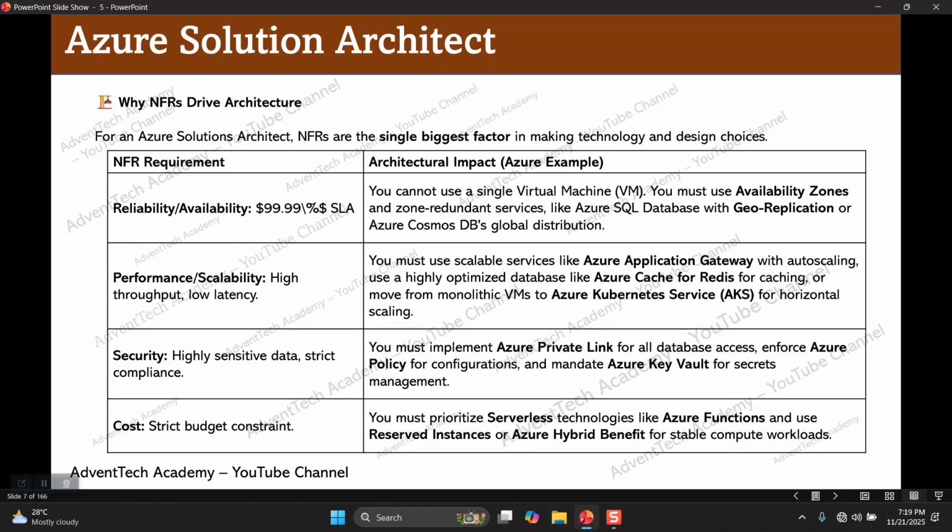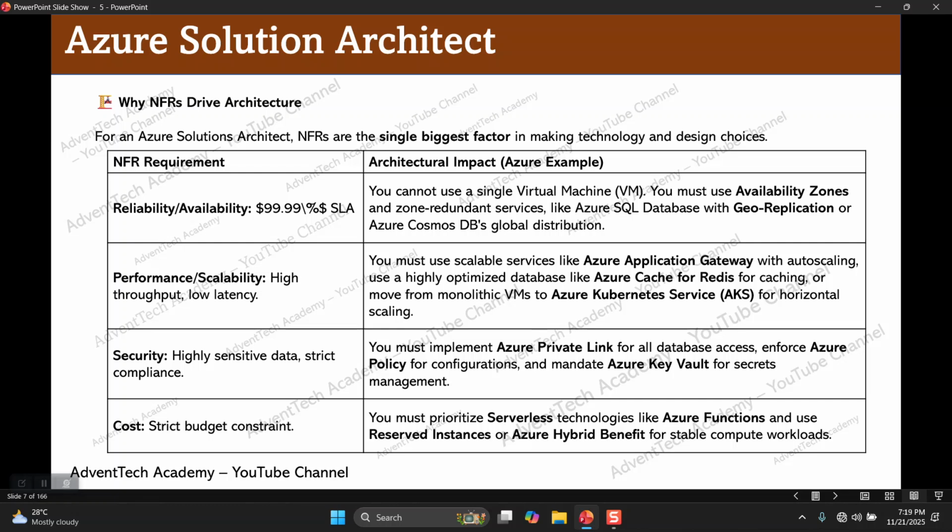Another NFR is a strict budget concern. You must prioritize serverless technology like Azure Functions and use reserved instances or Azure Hybrid Benefit for stable compute workloads. To optimize the cost, to control the cost in a cloud budget, we must prioritize serverless functions or reserved instances to optimize the cost.